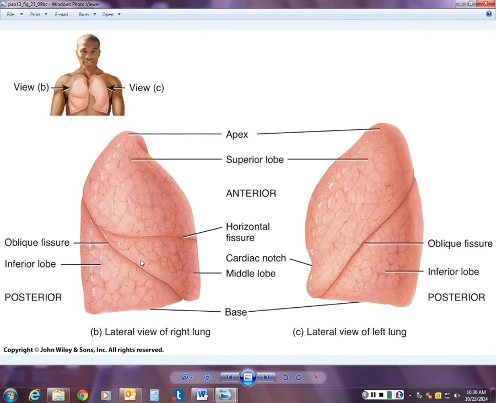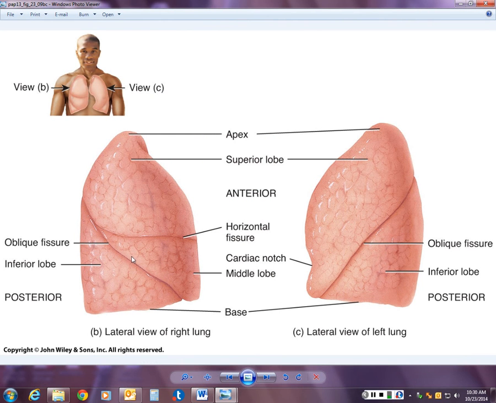The right lung has 3 lobes. My way to try and keep this straight is to remember that the R's run together. So right starts with an R, 3 has an R in it. The 3 lobes on the right lung are the superior, middle, and also inferior lobes.